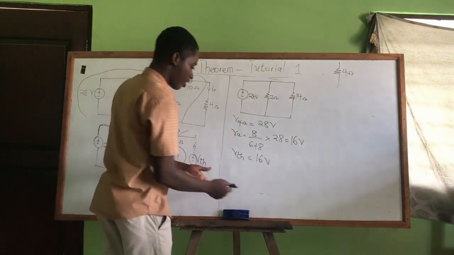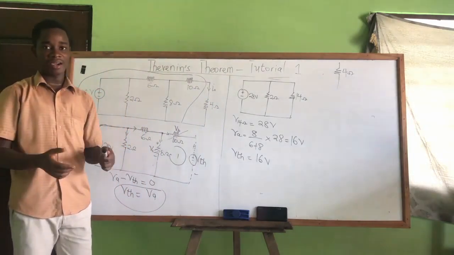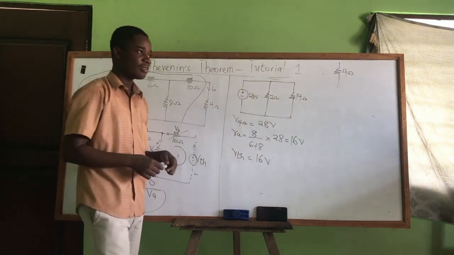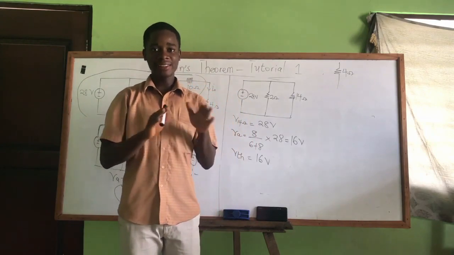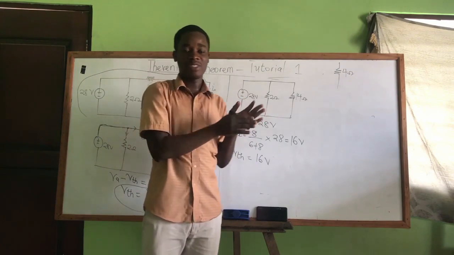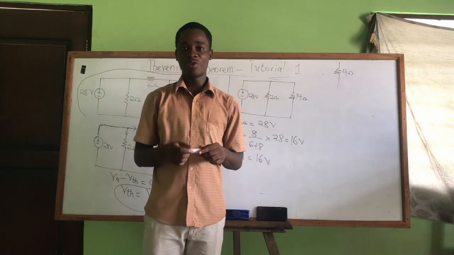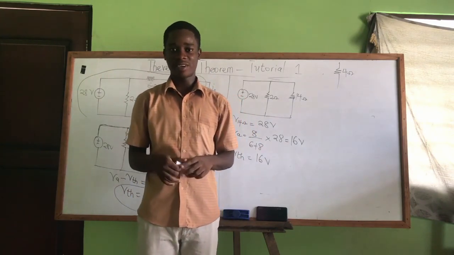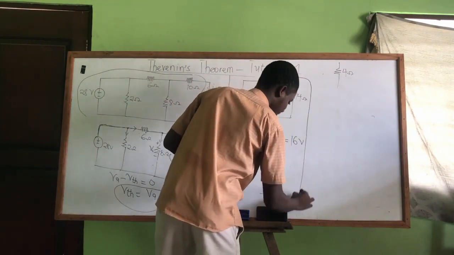So now we've managed to calculate the VTH. The next thing to calculate is what? The RTH, Thevenin's equivalent resistance. And as I said, in calculating Thevenin's equivalent resistance, there should be no source in the circuit. It means the sources that are already given in the circuit, we have to turn them off. And we know from superposition that when we are turning off a voltage source, we short circuit. When we are turning off a current source, we open circuit. Very simple. So we are going to apply the idea of the superposition we did here.